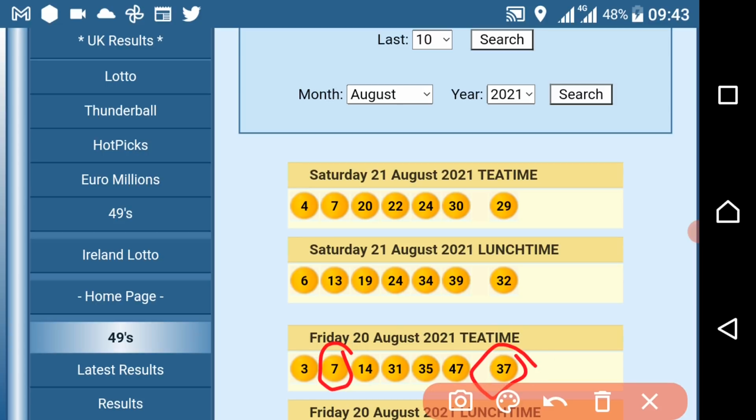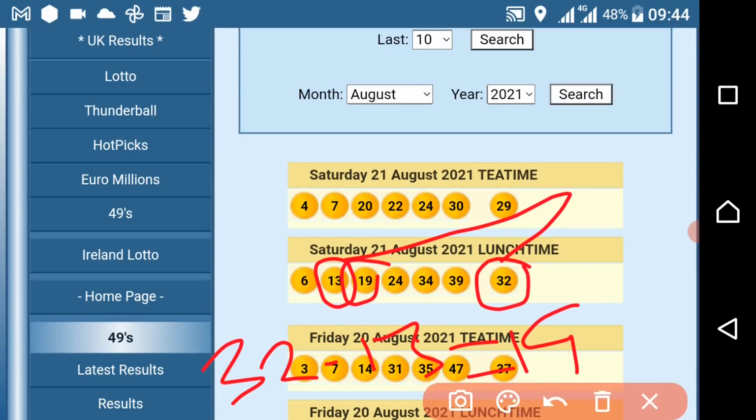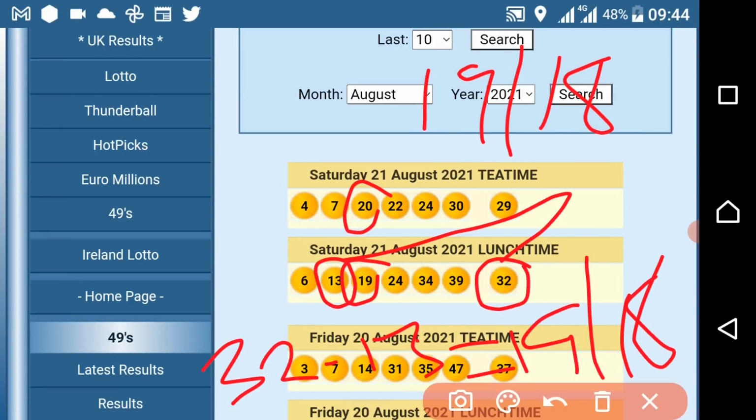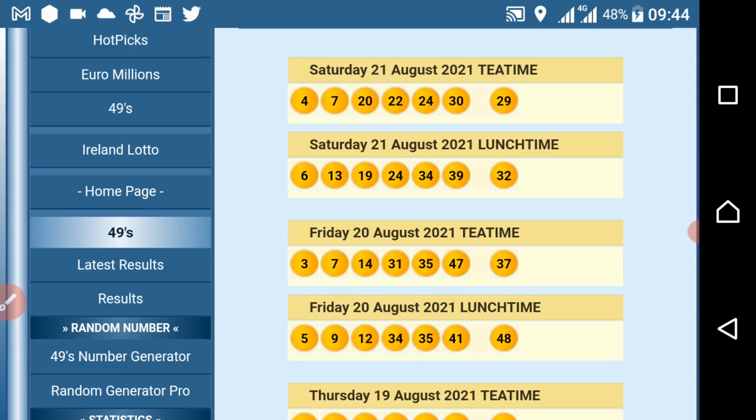Seven, 37. 37 minus 7 equals 30. 30 sitting there. 18, 32. 32 minus 18 equals 19. We've got 19 in the same line, right? And 20 came here, so we're going to go with 18. So our first banker is 19, 18. Okay, let's go to the next one.